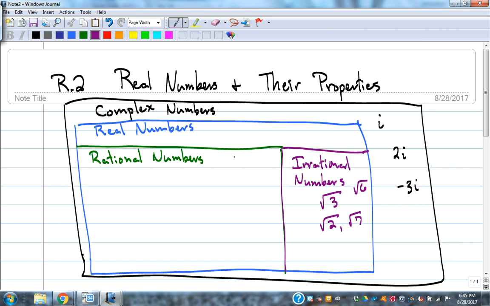Rational numbers, remember, can be written as fractions, like 3/4, -7/9, 0.75. Same thing as 3/4. Anything that can be written as a fraction is a rational number. Inside of that rational number box is another box, and it's the integers.